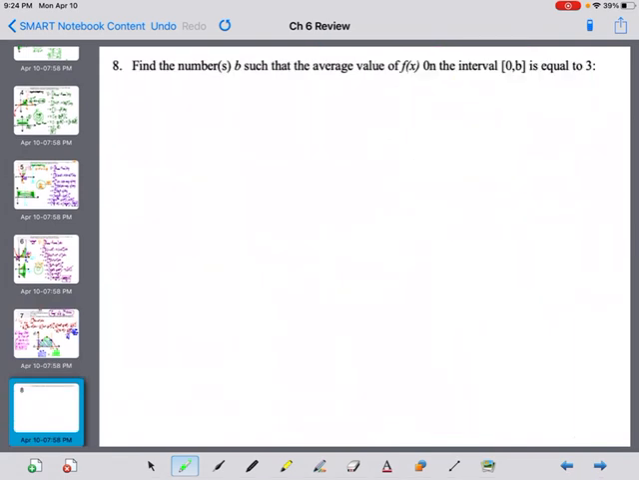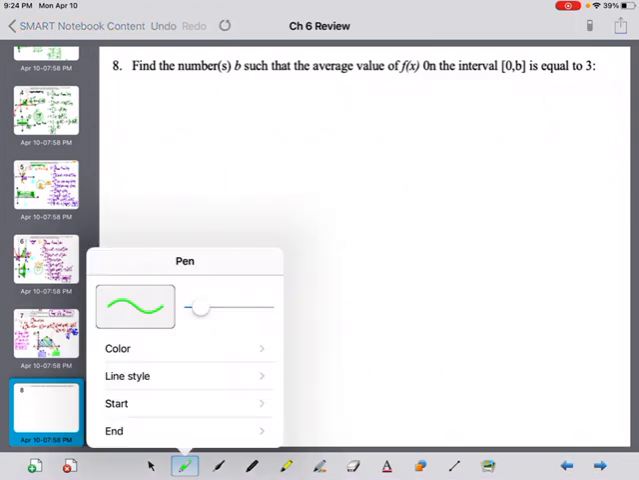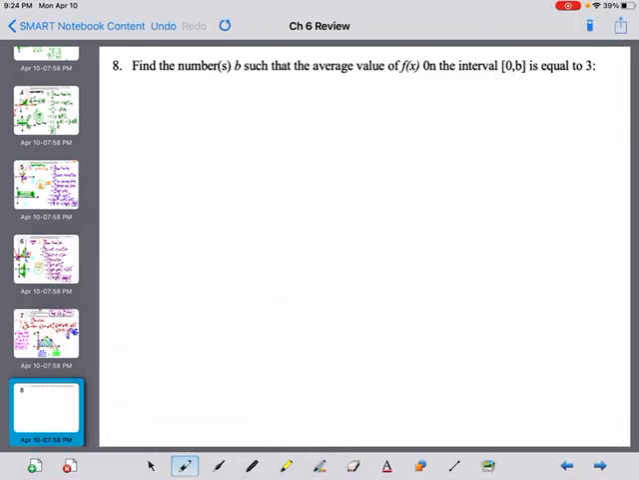All right, last problem on the review, number 8. Find the numbers b such that the average value of f of x on the interval from 0 to b is equal to 3. Okay, my bad. I did not give you the f of x that you need for this one. My apologies. The f of x that we are referring to is f of x equals 2 plus 6x minus 3x squared.